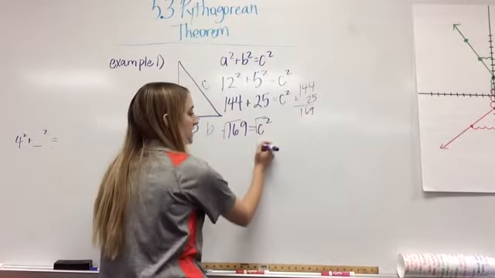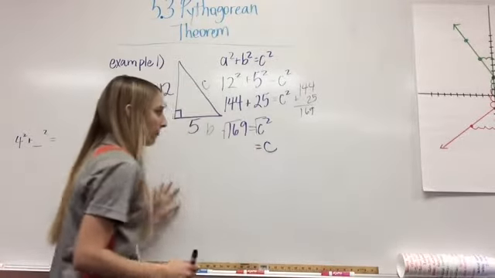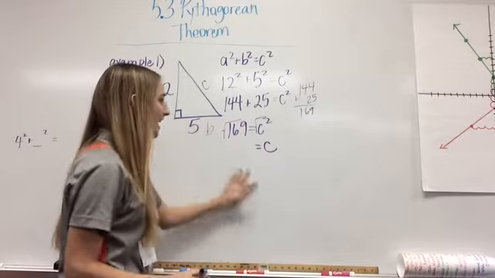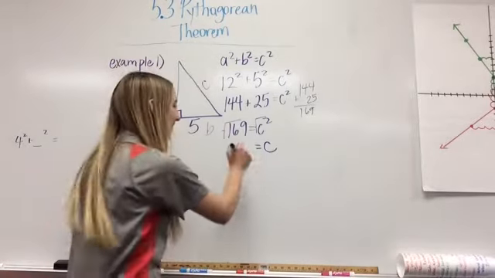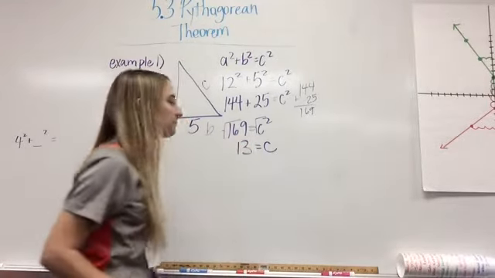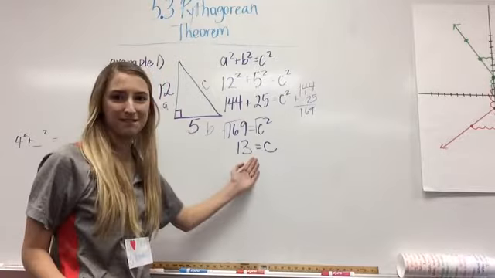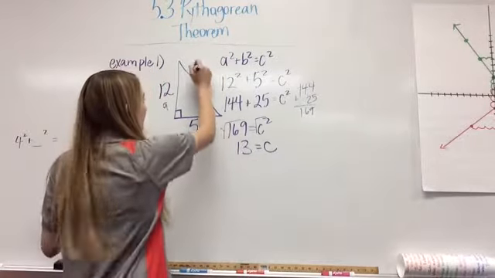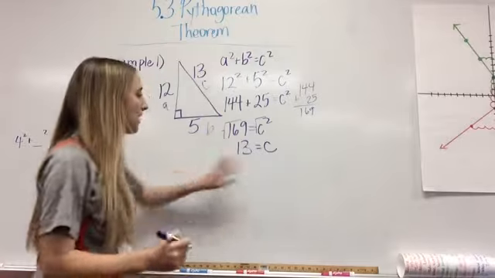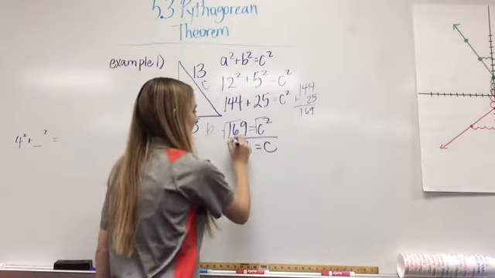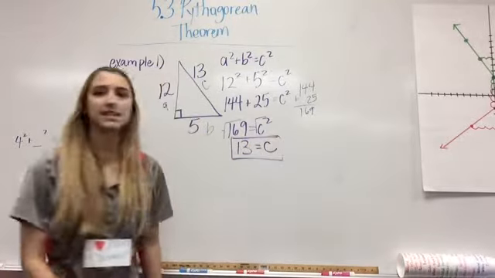The square root of c squared is just c. And the square root of 169, I also just happen to know, is 13. If you don't trust me, try it in your calculator. So c is actually 13. So I found my missing side, and that is all I need to know. So that's example number 1.